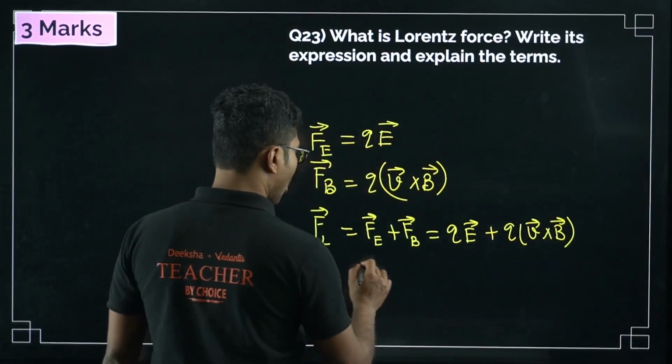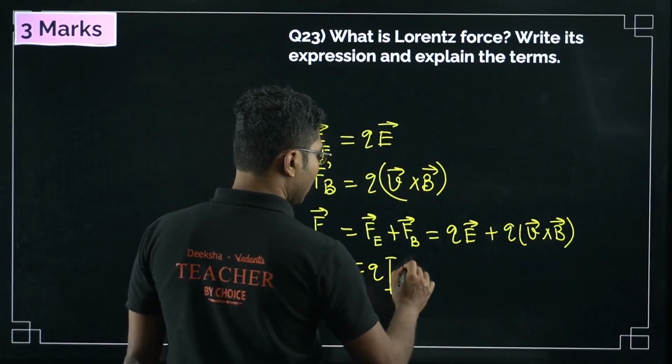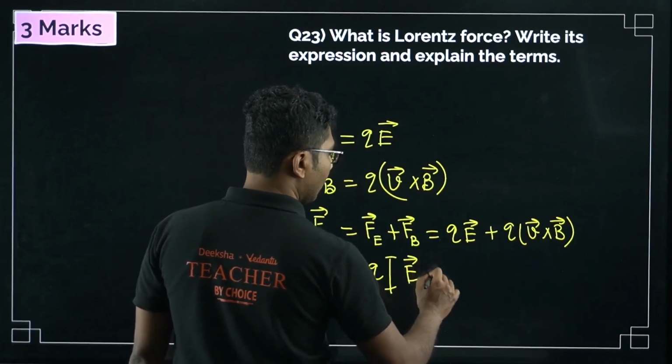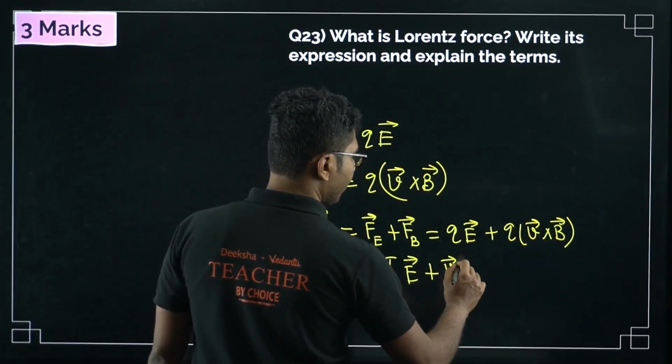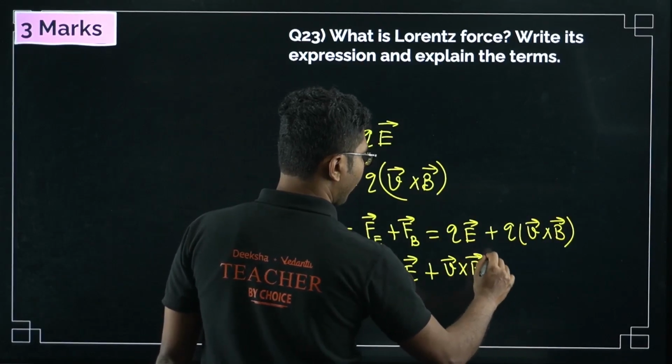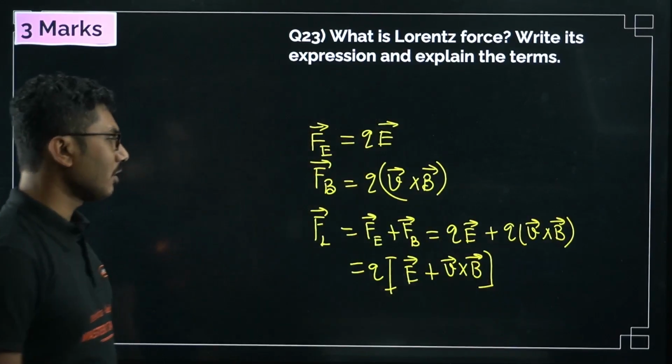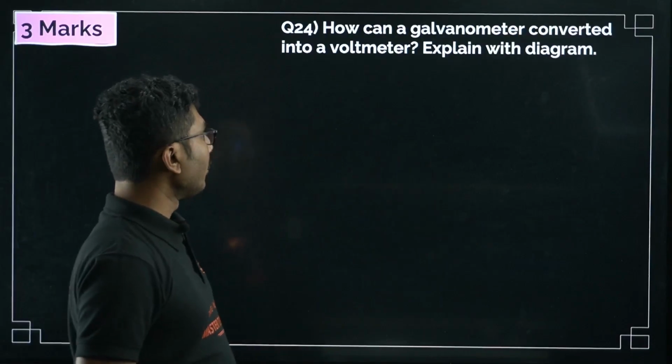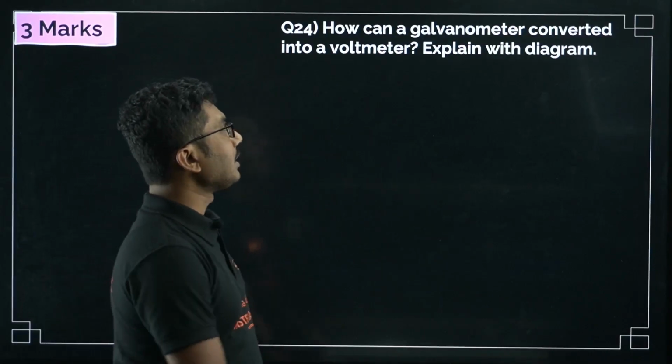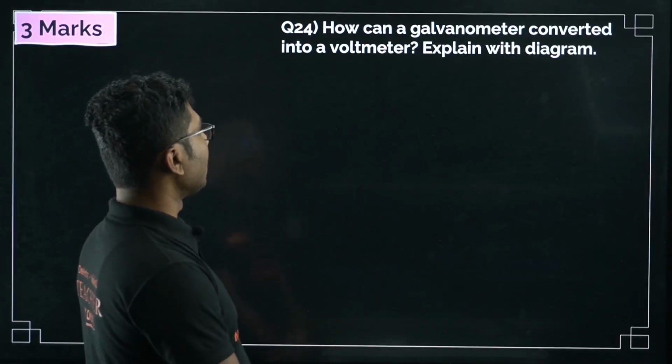Now take Q common, you will get E plus V cross B. This is the expression for Lorentz force. Okay. How can a galvanometer be converted into a voltmeter?